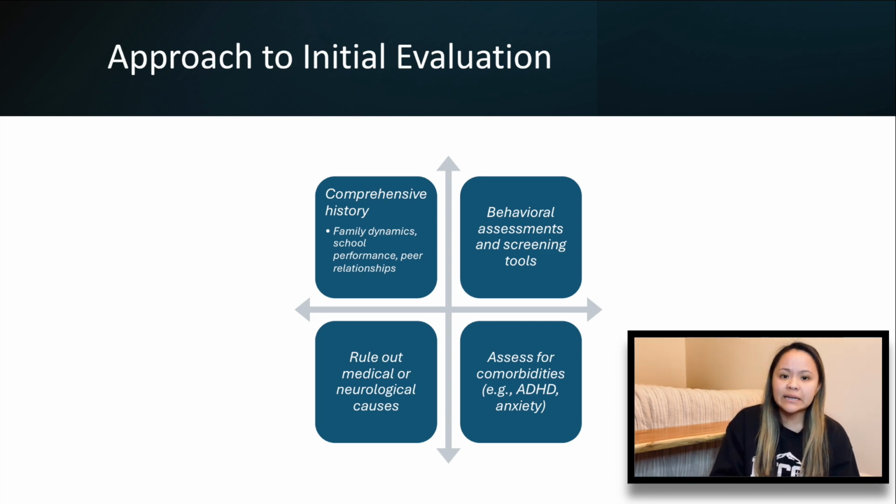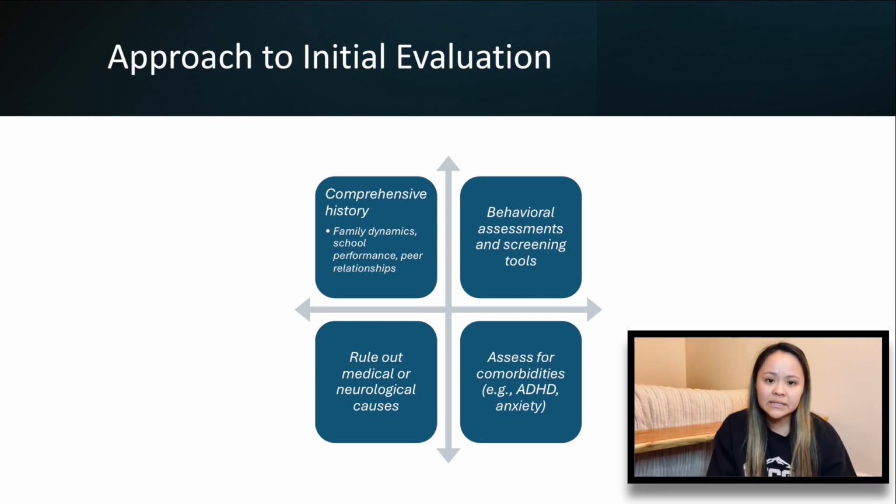You can use validated screening tools with a patient to help narrow down how the patient is. Some of these screening tools include the Strengths and Difficulties Questionnaire or the Child Behavior Checklist to help quantify symptoms a little bit more.